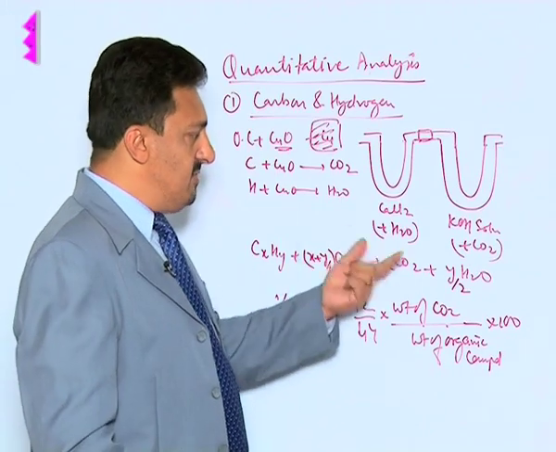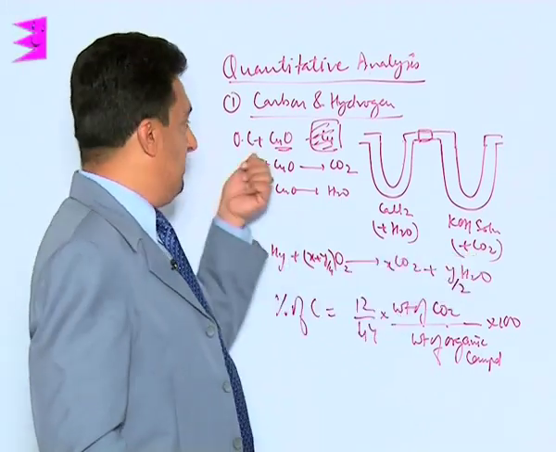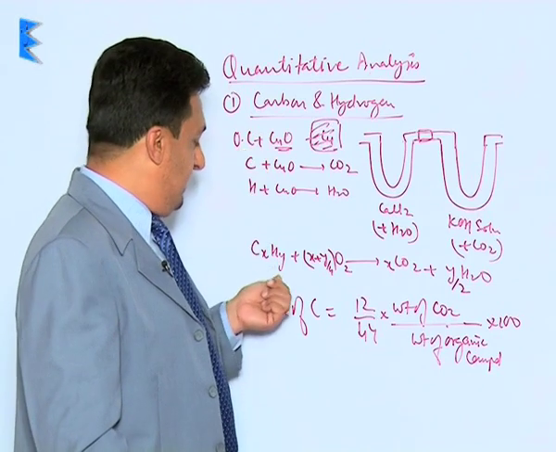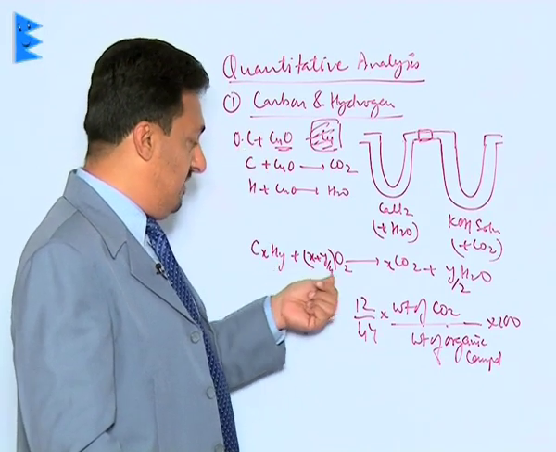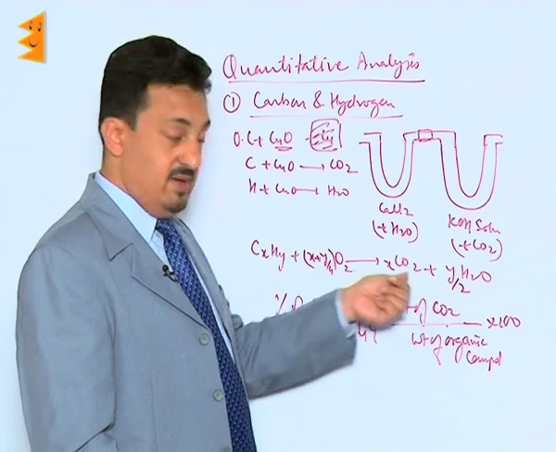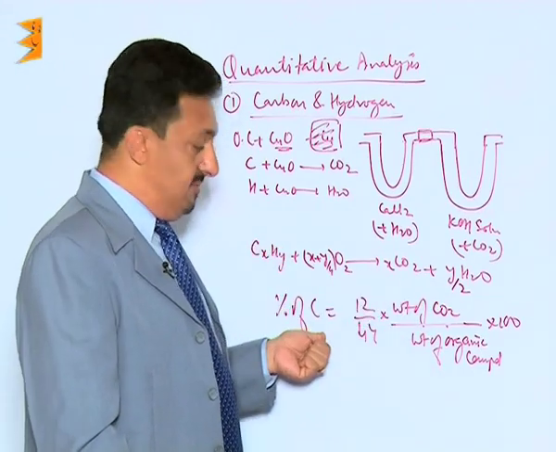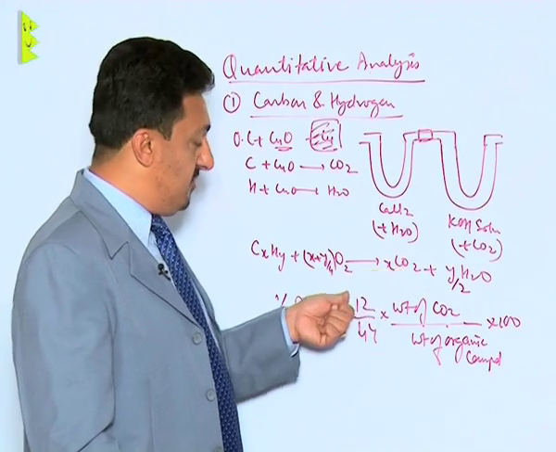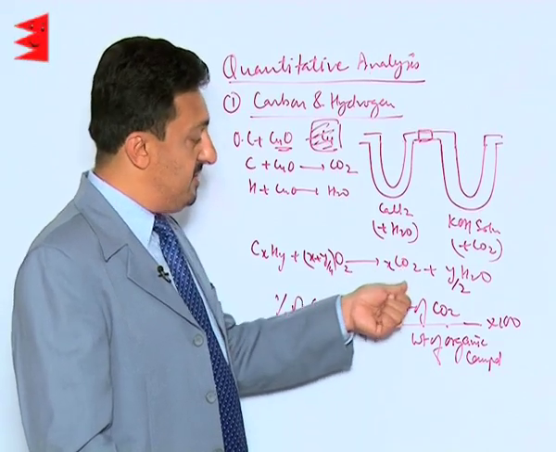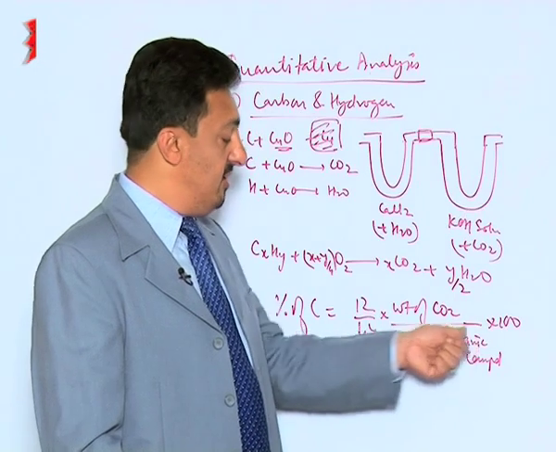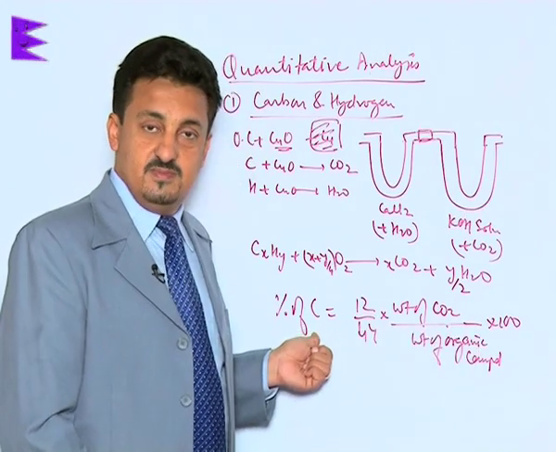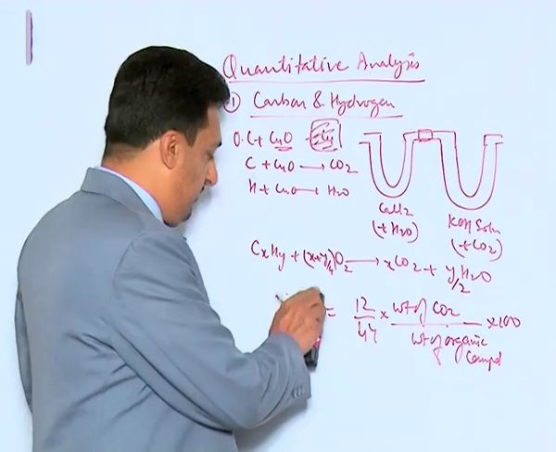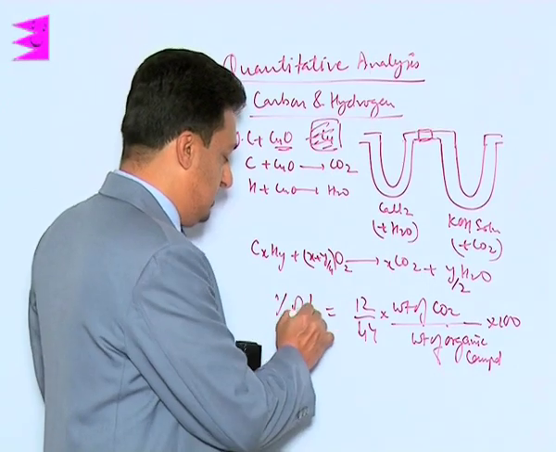Now once we know the mass of the CO2 produced and we know the mass of the organic compound taken, we can find the percentage, since carbon and hydrogen always oxidize to produce CO2 and H2O. By this equation, the percentage of carbon will be, since in CO2 out of 44, 12 is carbon, 12 by 44 into weight of the CO2 upon weight of the organic compound into 100. That will give us the percentage of carbon.